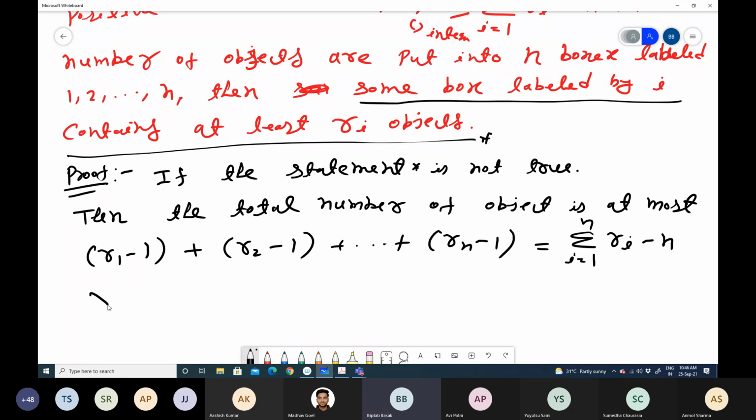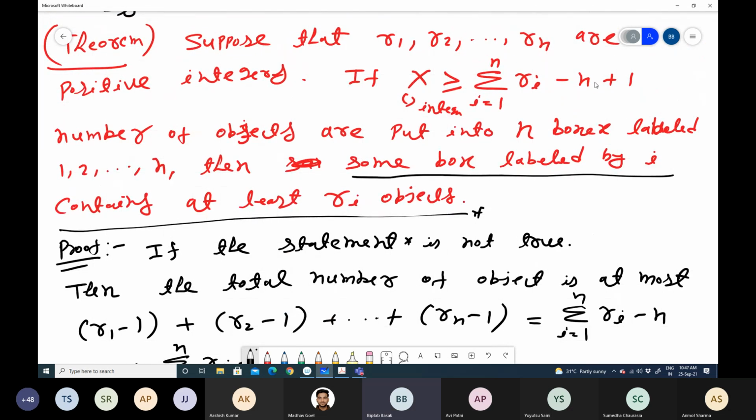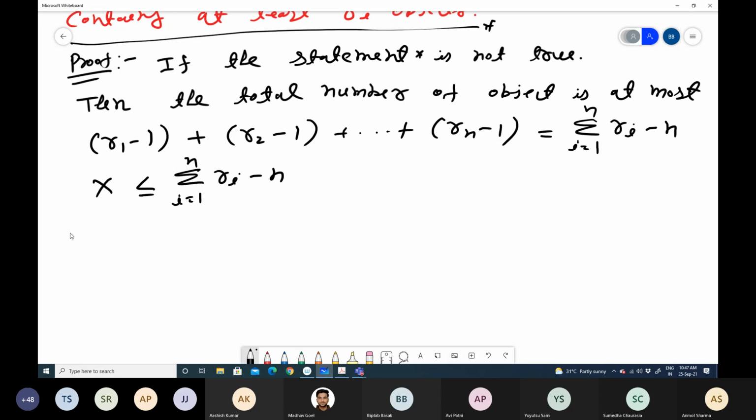So here we are getting x is less than or equal to this number. Right? But it is given that x is bigger or equal to this number. So therefore this is the contradiction. Okay, so we are done.